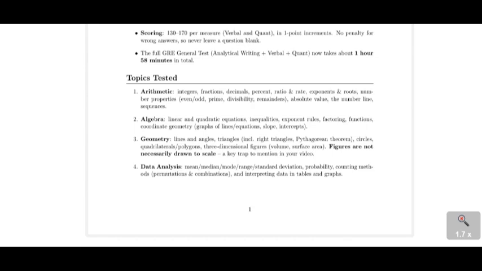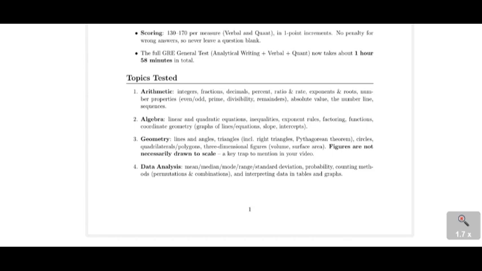Then under geometry, you meet lines and angles, triangles. You must know all the types of triangles here. And one key thing you should know is the Pythagorean theorem. You meet circles, quadrilaterals or polygons, three-dimensional figures, that is volume and surface area. One thing you need to take note of is that the figures are not necessarily drawn to scale. This is a key trap that you need to look out for, and that is why I'm mentioning it in my video.